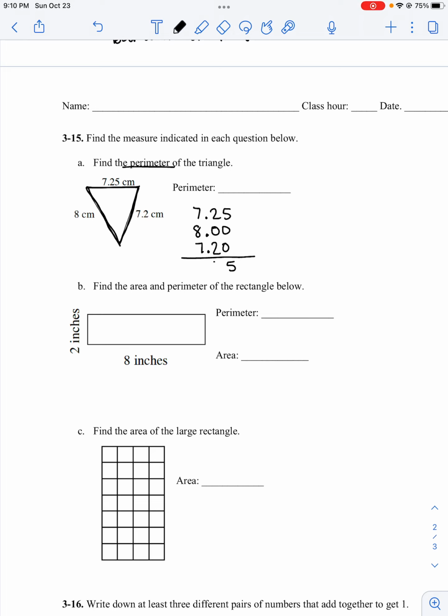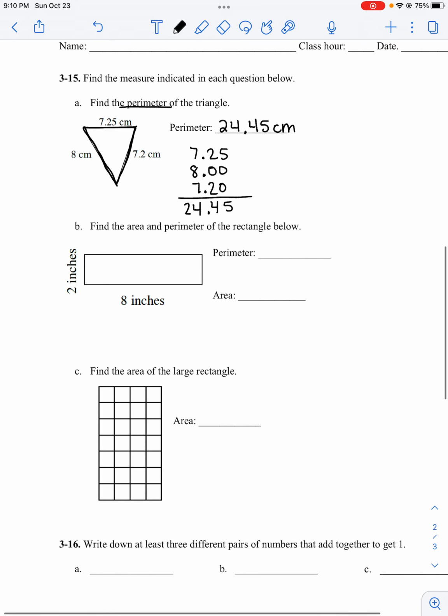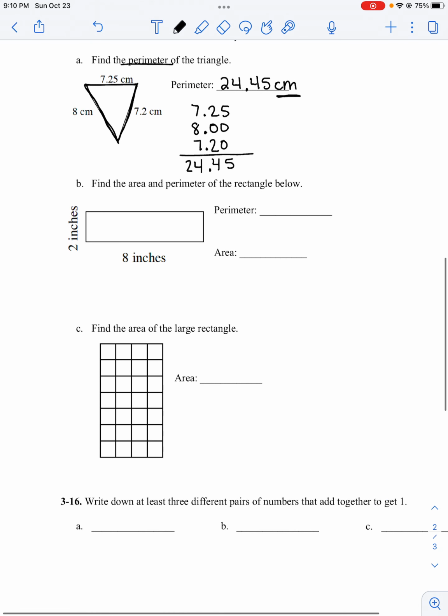5 plus 0 is 5. 2 plus 2 plus 0 is 4. Bring my decimal point down. 7 plus 7 is 14. Plus 8 is 24. So my perimeter is 24 and 45 hundredths, 24.45 centimeters. Okay, I need to make sure that I'm labeling.